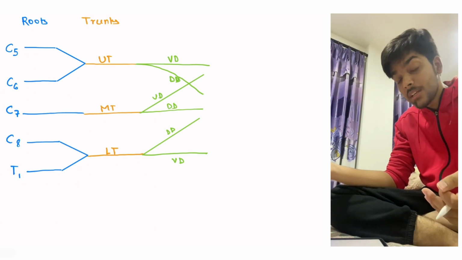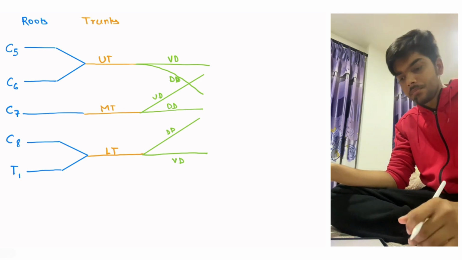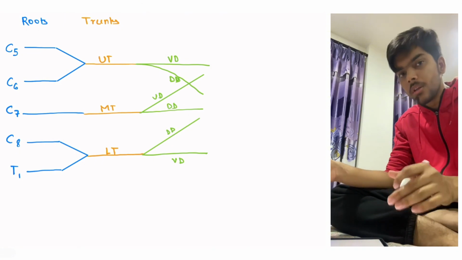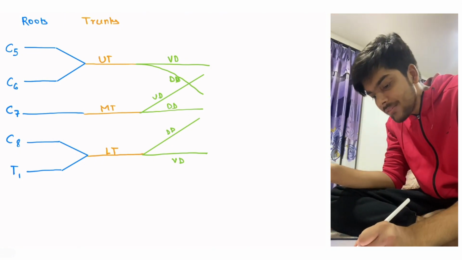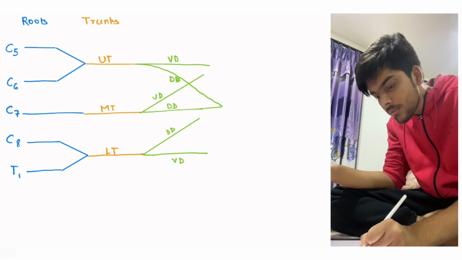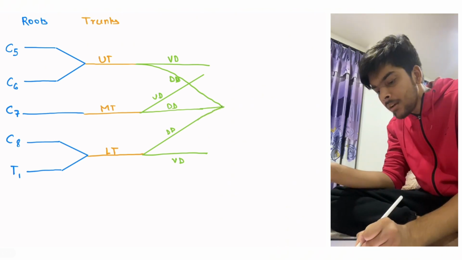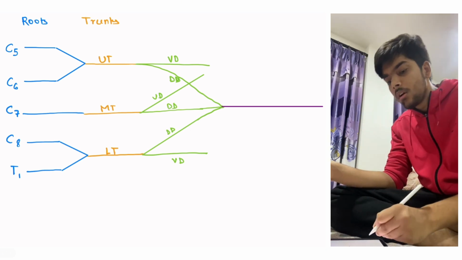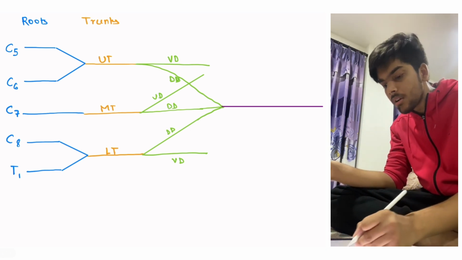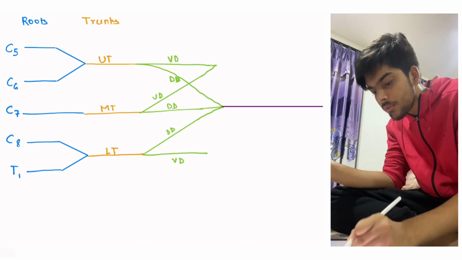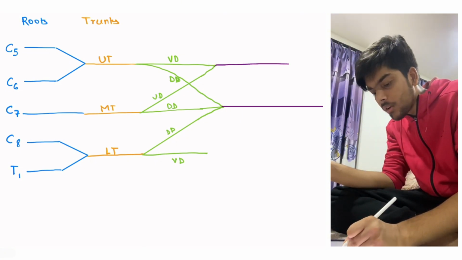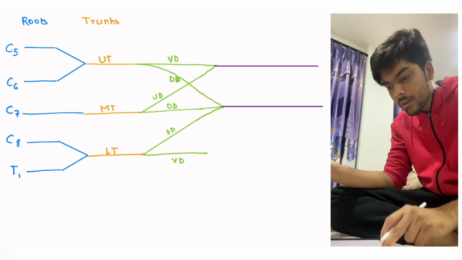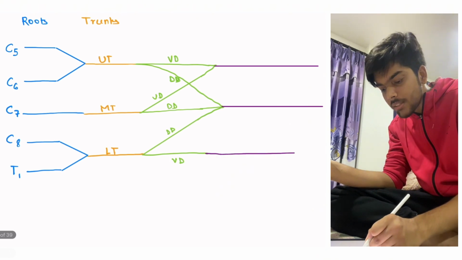The dorsal divisions are present behind the ventral division. The dorsal division of all three trunks, the upper trunk, the middle trunk, and the lower trunk, they fuse to form a single cord. The ventral division of the upper trunk and the middle trunk also fuse to form a single cord, while the ventral division of the lower trunk extends to form a single cord.